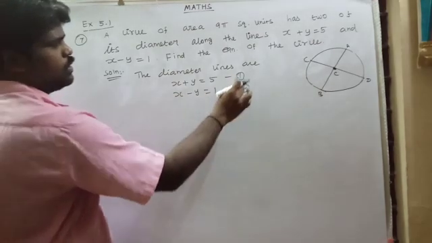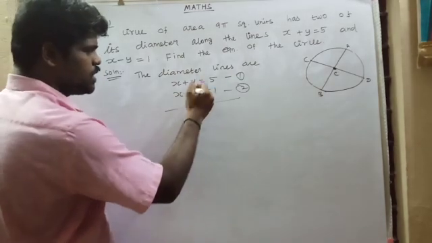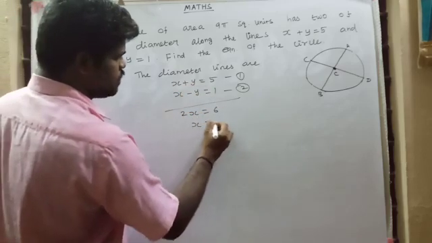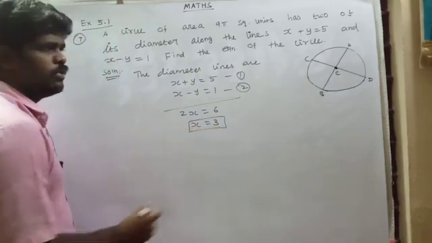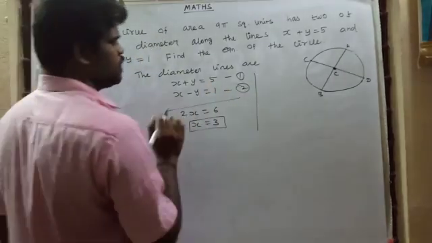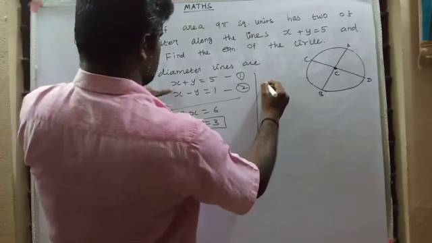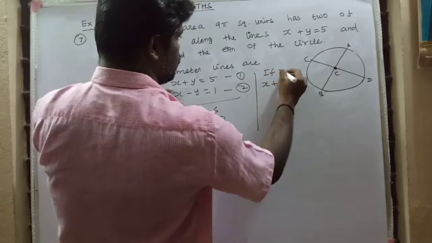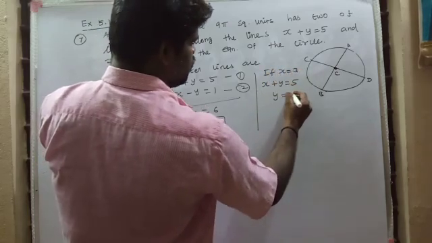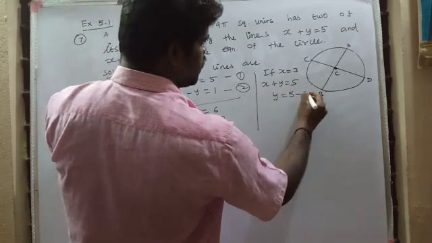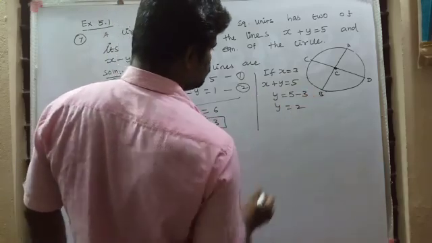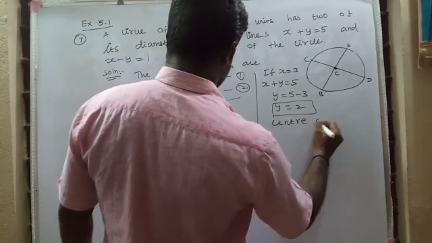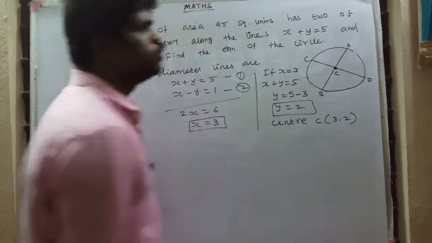First of all, directly we can add and cancel these two values. 2x = 6, therefore x = 3. And we have to apply x = 3 in any one equation. Here x + y = 5, if x = 3, therefore y = 5 − 3, so y = 2. Therefore the center is c = (3, 2).